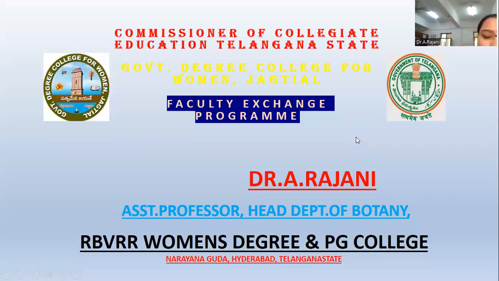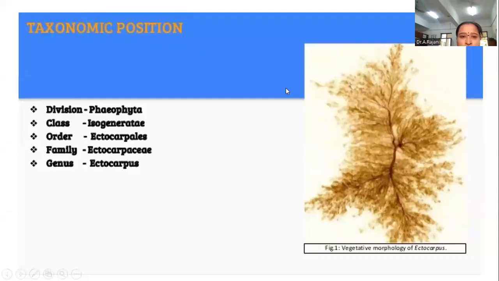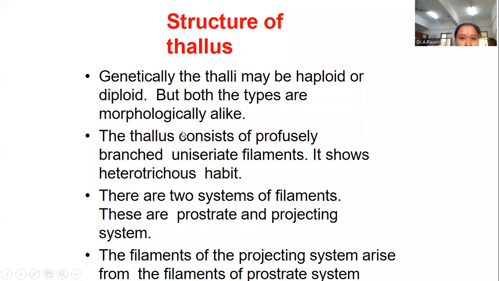Ectocarpus is a brown alga. You know that this one is a sea or marine alga. Now the classification of Ectocarpus. This is the classification of Ectocarpus.